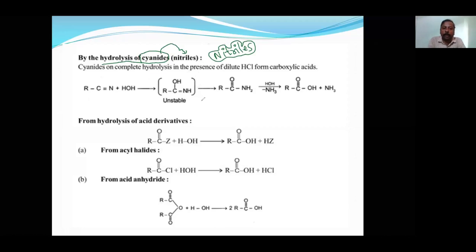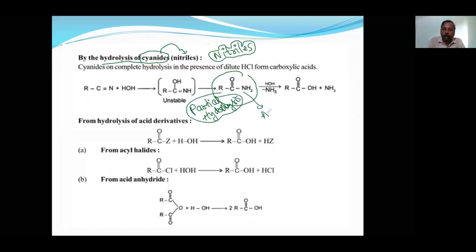There are two types of hydrolysis. Up to here it is called a partial hydrolysis. You have to be very careful with hydrolysis. Like complete combustion is different, partial combustion is different. In the same way, complete hydrolysis is different, and partial hydrolysis is different. So here partial hydrolysis will give, as we will study in the preparation of amides, this amide functional group.